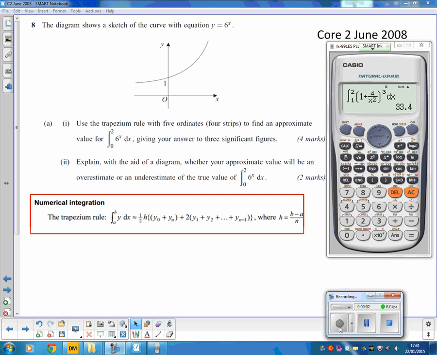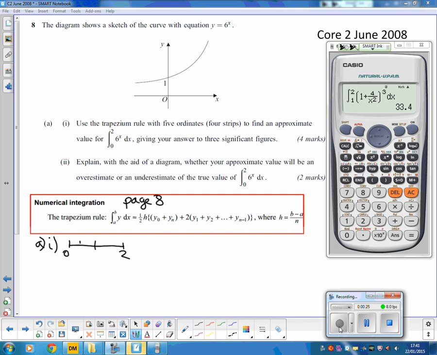Question 8 starts off with a trapezium rule. Now the trapezium rule is in your book, it's on page 8, unlike most of the Core 2 formulae, which is on page 4. However, lots of people find they can just remember it. So first thing we want to do is it wants us to use 5 ordinates, which is 4 strips, to find a value with an integral between 0 and 2.